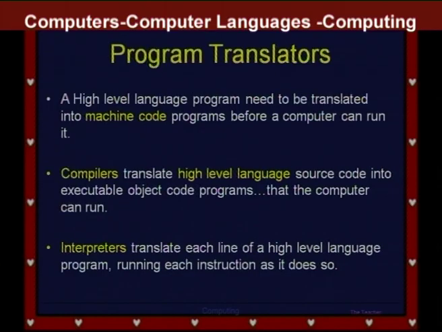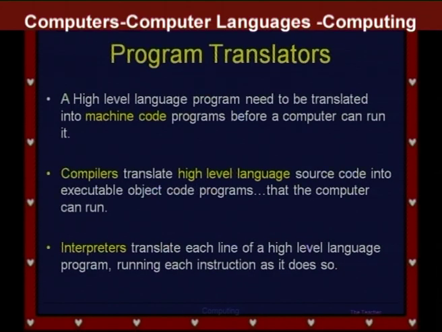Exactly what is the difference between these two? Compiler will translate high level language to low level language as a whole. So the entire source code would be translated in a single go from high level language to machine level language or low level language, right? Whereas interpreter converts each and every single instruction, or each and every single statement, from high level language to machine level language, that is machine understandable language.